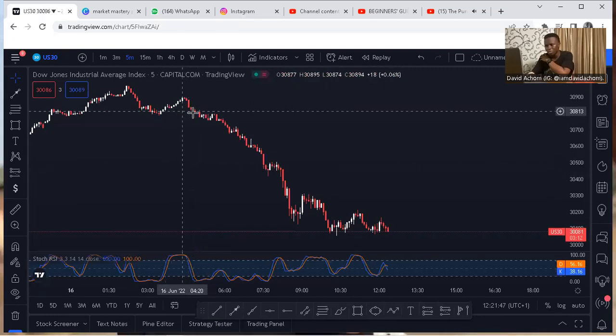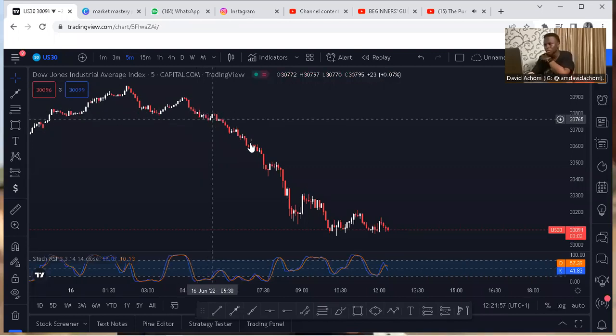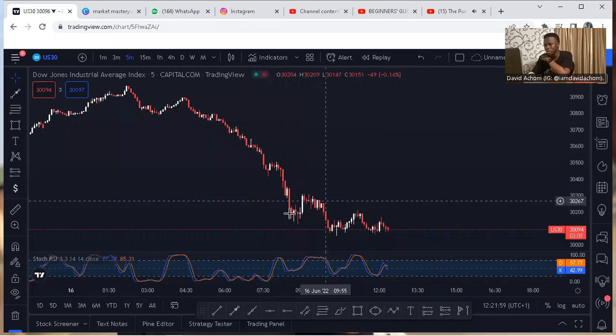So that is like a breakout. After the breakout, they will now enter the sell and ride it all the way down.